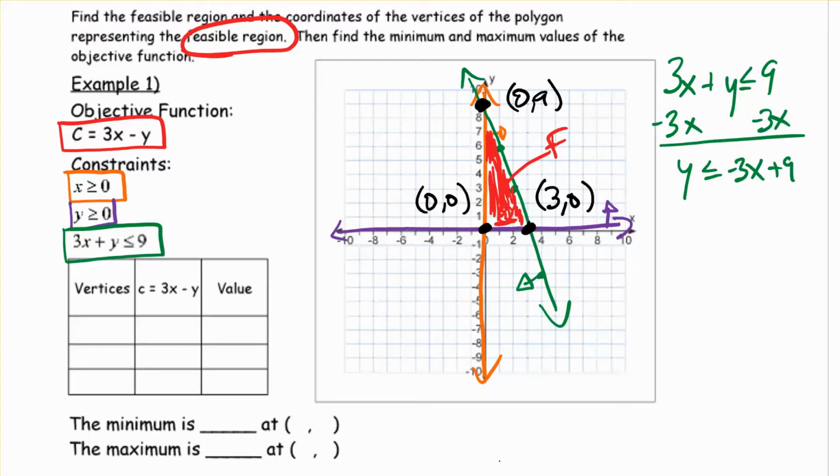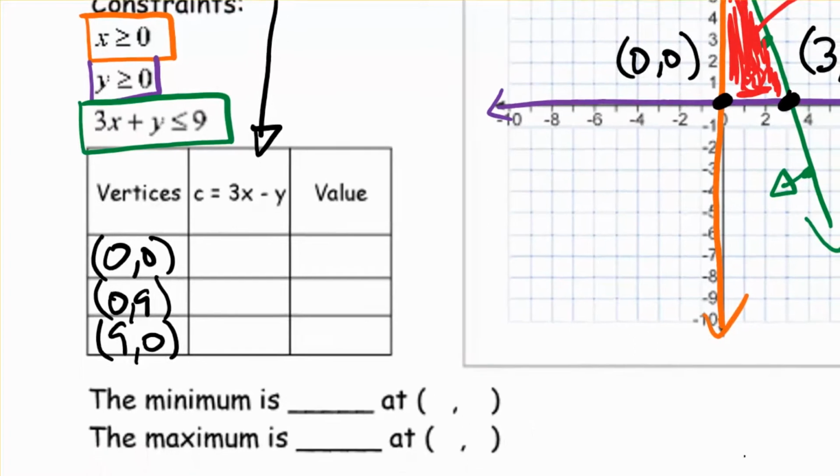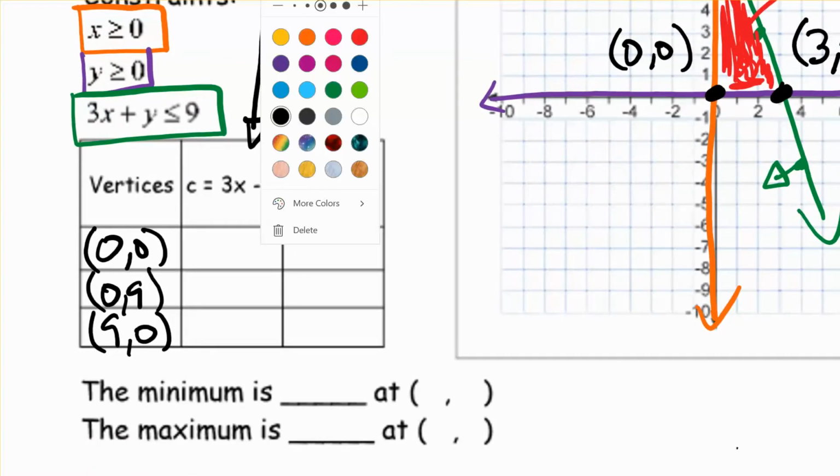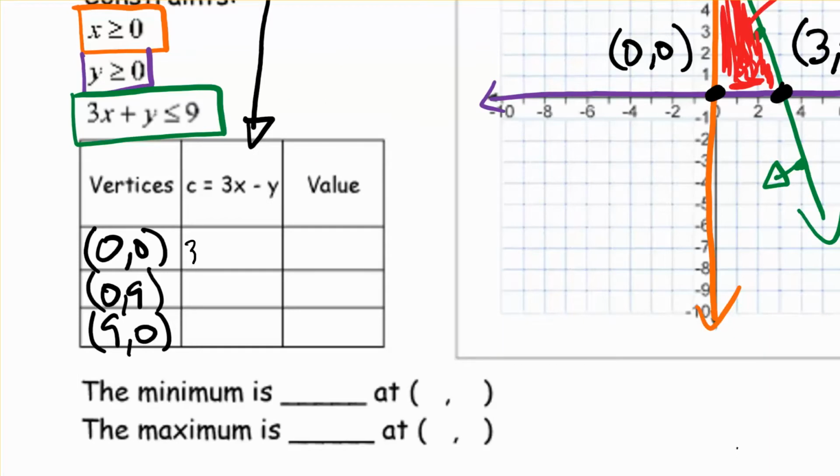Now we're going to substitute in our values of x and y of these vertices. So we had a vertex at 0, 0, at 0, 9, and a vertex at 9, 0. And we're going to substitute them into our objective function. So just zooming in here, if we zoomed into our objective function, this is going to be 3 times x minus y.